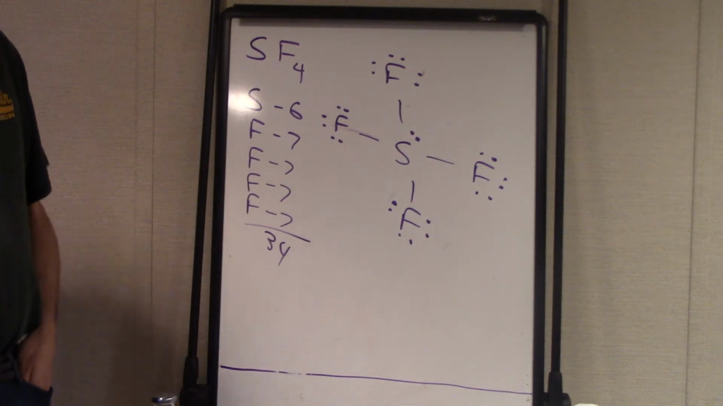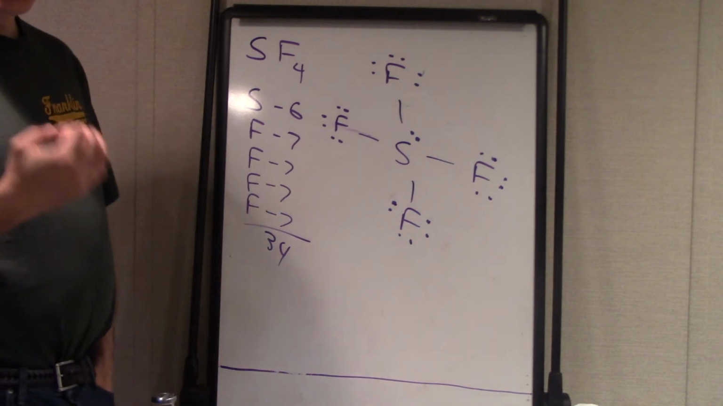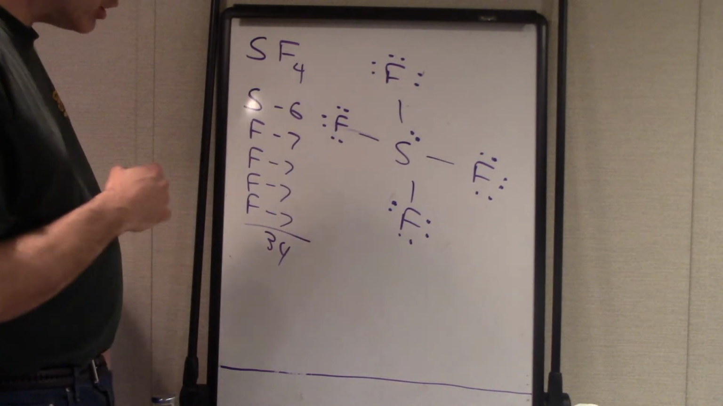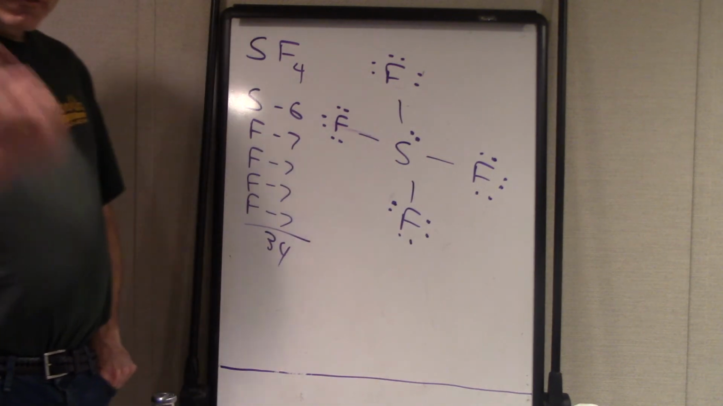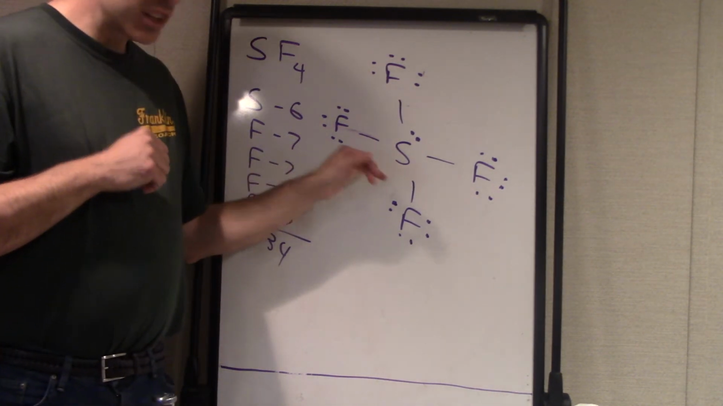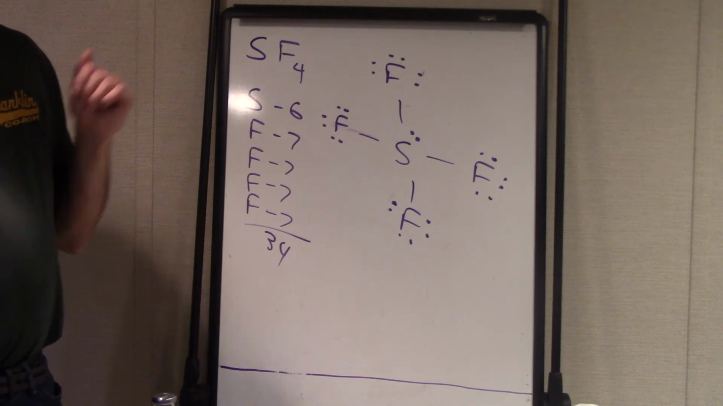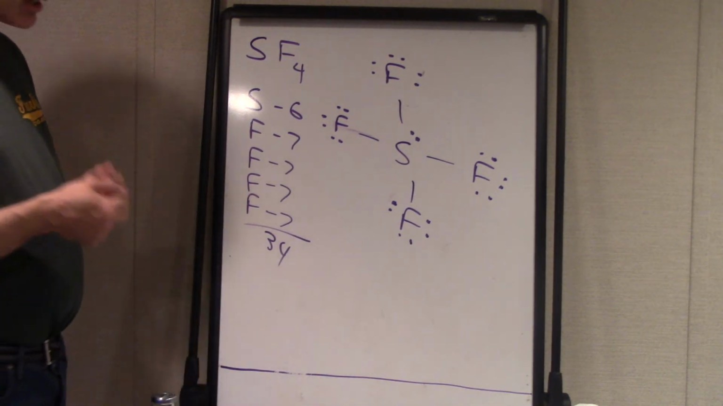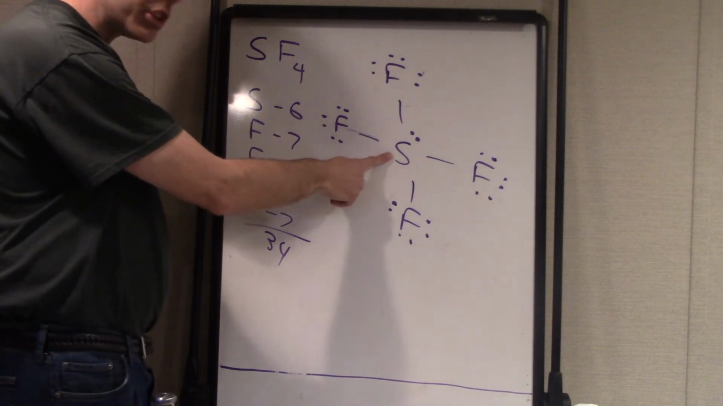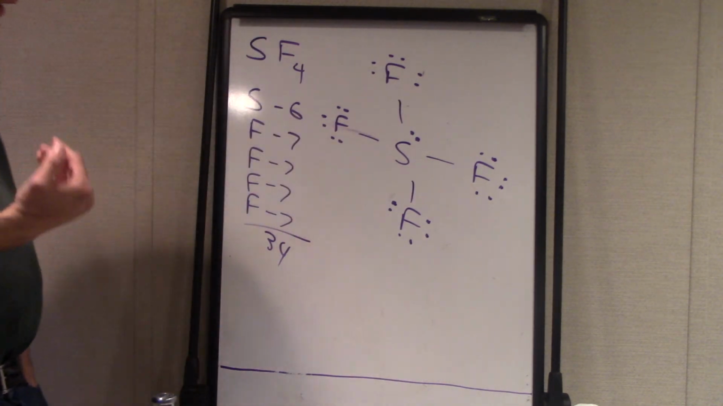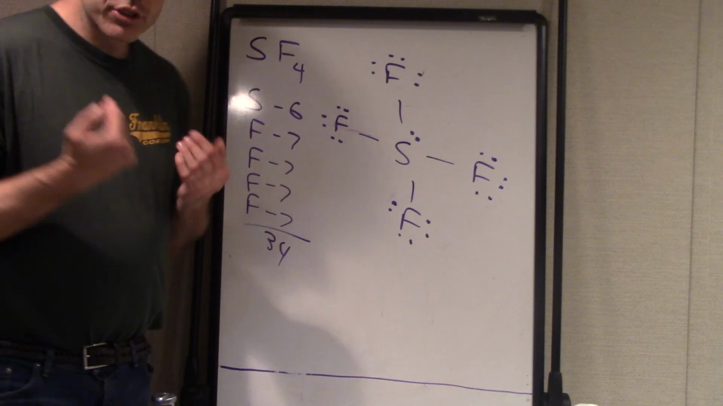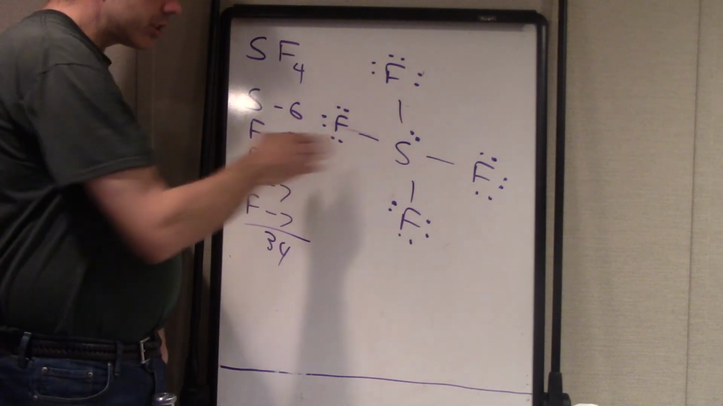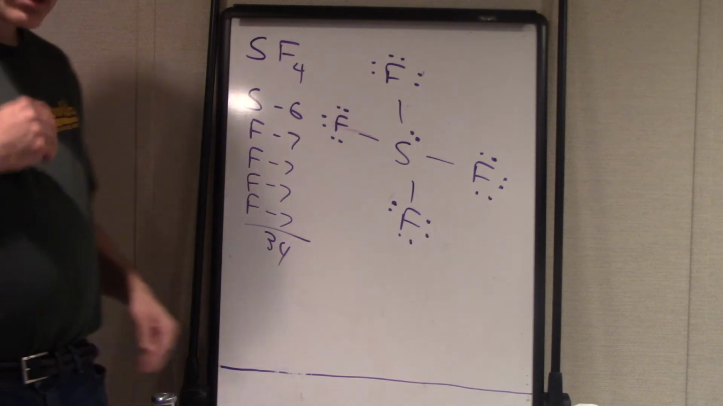Anytime you draw an expanded octet, go through this set of criteria to make sure that it's okay that you have an expanded octet. First criteria you want to go through is third period or below. If it's not in the third period or below, there is 0 chance of an expanded octet. So you better check that first. Sulfur is in the third period, so that's okay. Next, you're only going to expand the octet on the central atom. Sulfur is the central atom, so that's good.